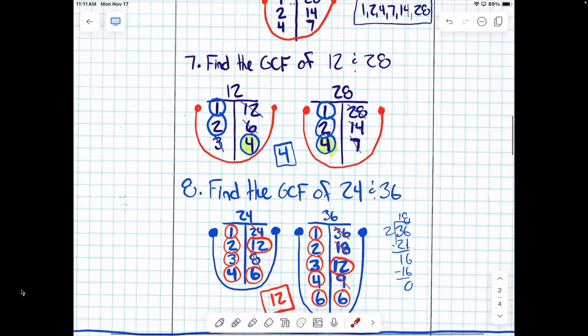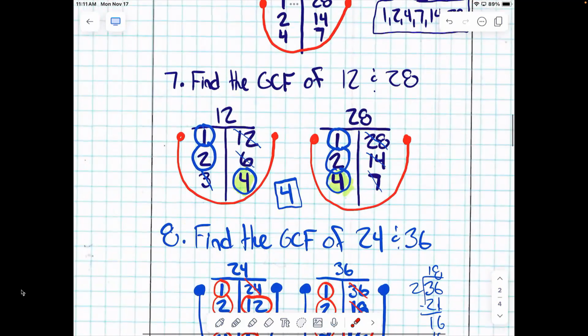If we need to find the greatest common factor, then we actually need to make how many t-charts? 2, because in order to find the greatest common factor, we have to compare 2 different numbers, right? So we made a t-chart for 12. We made a t-chart for 28. We found all the factors for 12, and we found all the factors for 28, right?